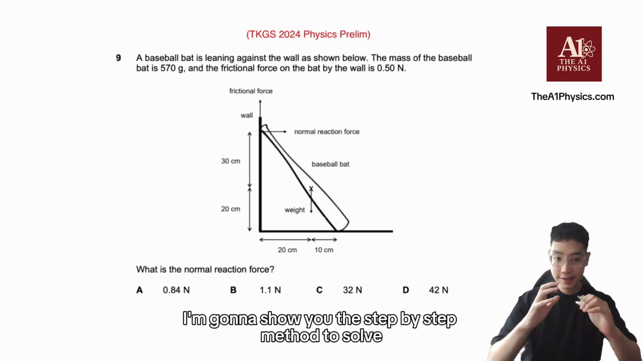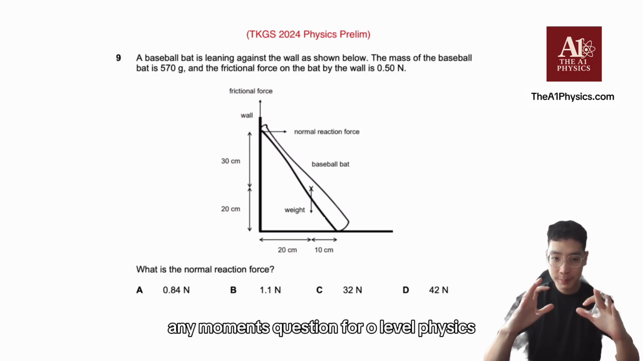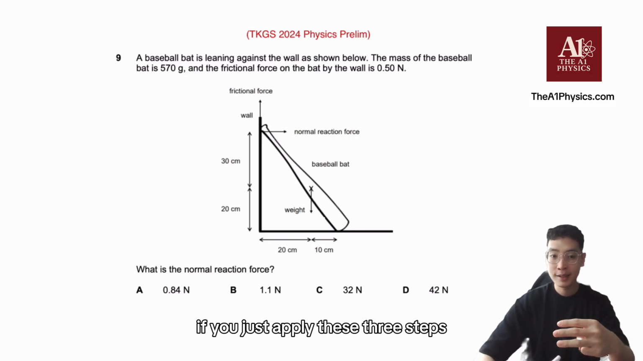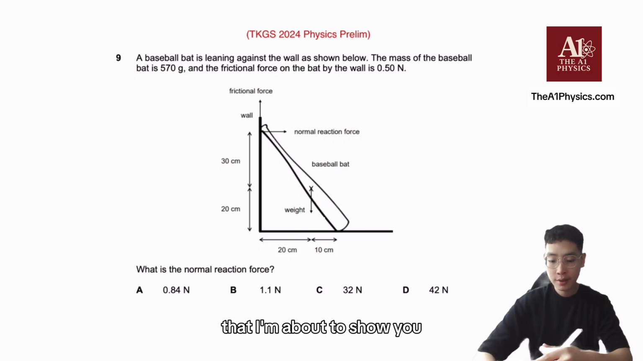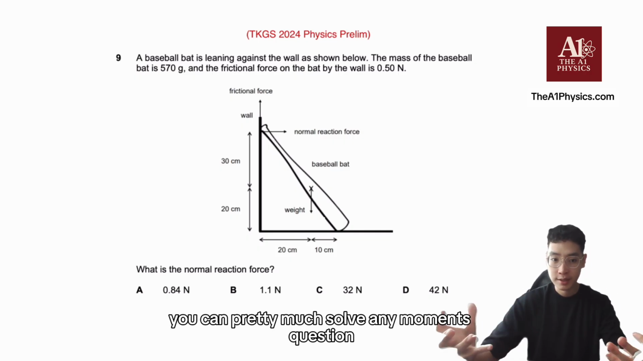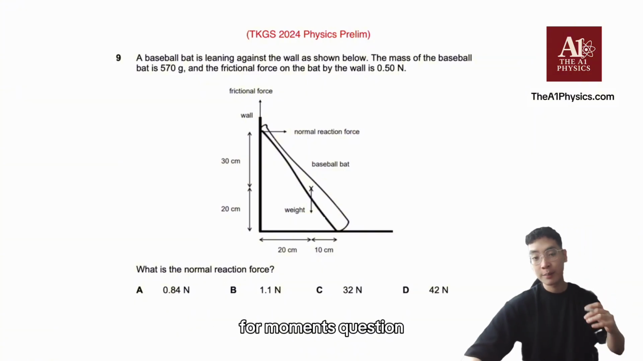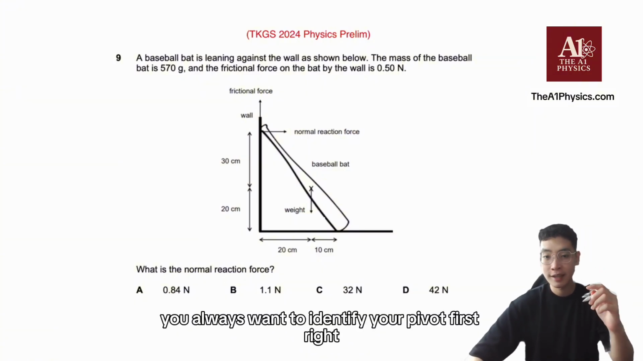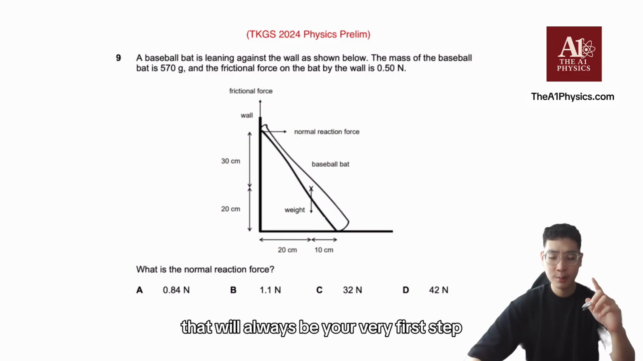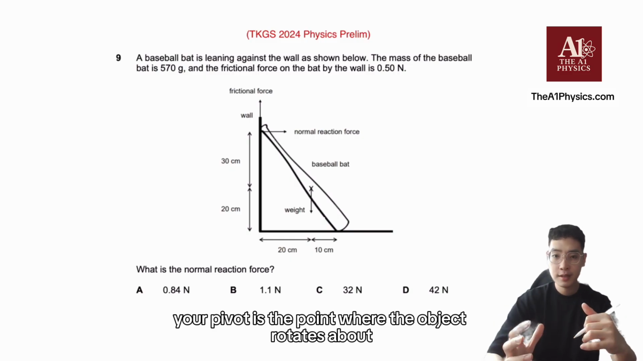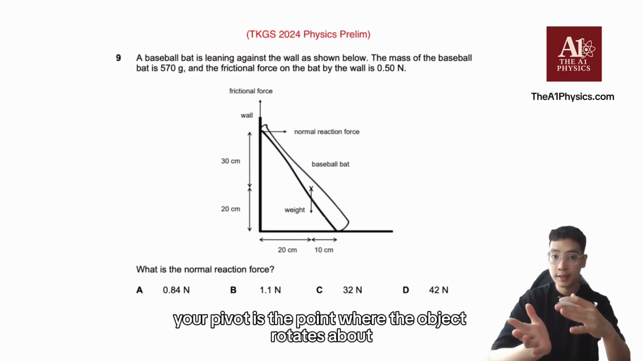Today I'm going to show you the step-by-step method to solve any moments question for O-level physics. And I promise you that if you just apply these 3 steps that I'm about to show you, you can pretty much solve any moments question. Alright, so first of all, for a moments question, you always want to identify your pivot first. That will always be your very first step. So your pivot is the point where the object rotates about.